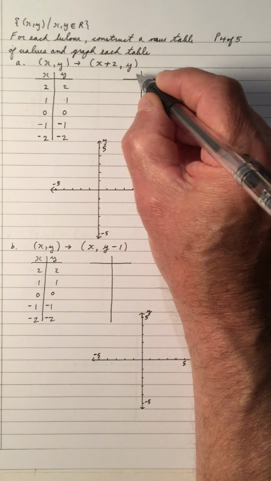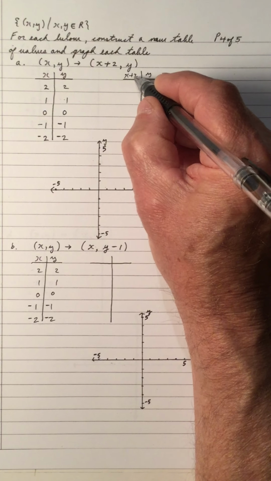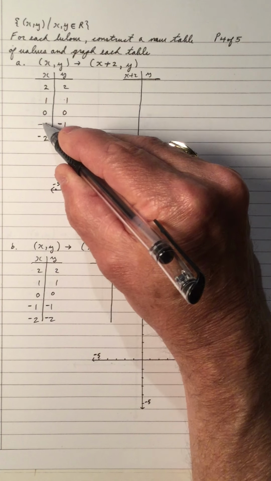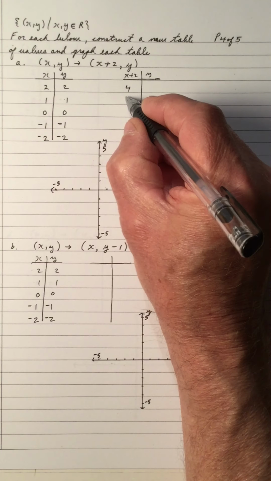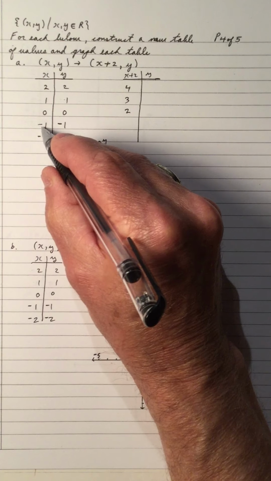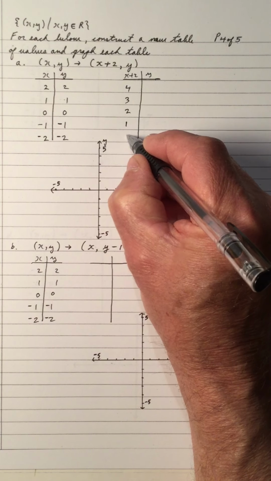So the new table of values is x plus 2 and y. So we're adding 2 to the x. So we're adding 2 to all of these. So 2 plus 2 is 4. 1 plus 2 is 3. 0 plus 2 is 2. Negative 1 plus 2 is 1. Negative 2 plus 2 is 0.